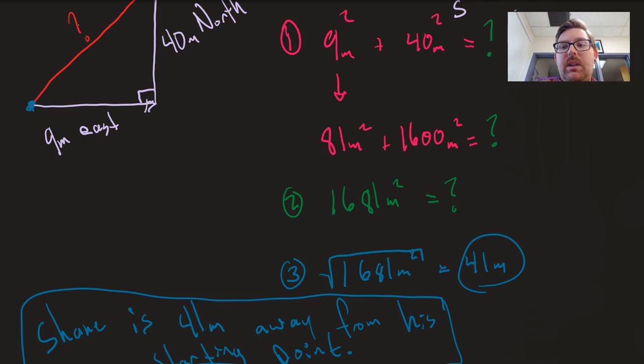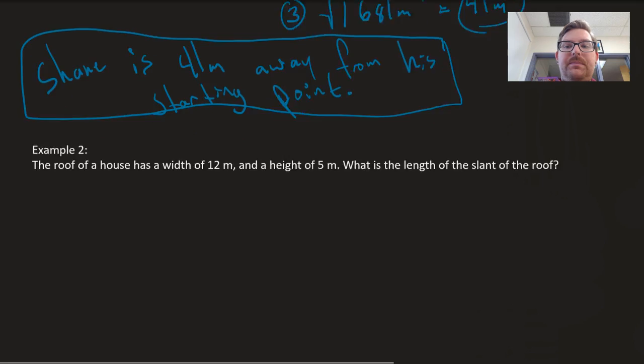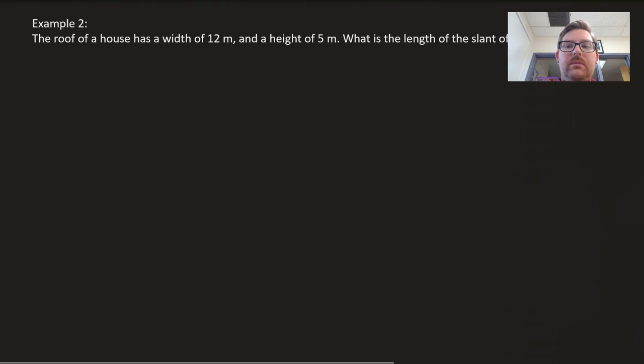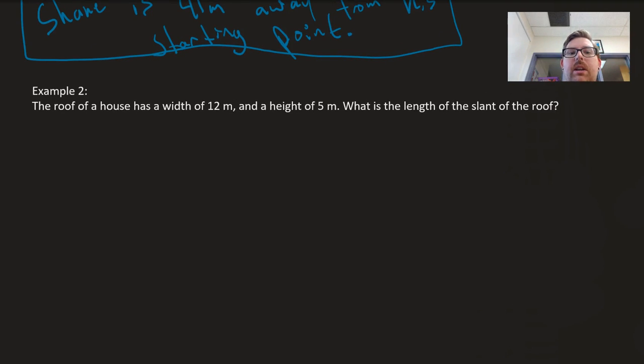All right. So now there is another example. Here we go. I'll put it a little lower. Example 2, the roof of a house has a width of 12 meters and a height of 5 meters. What is the length of the slant of the roof?